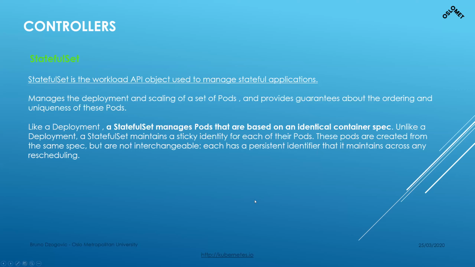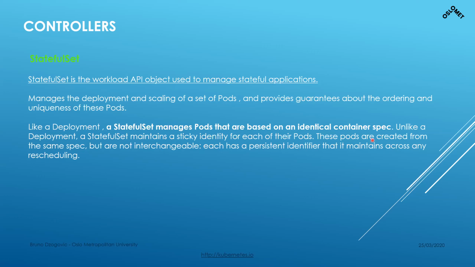Then we talked about daemon sets. Now, stateful sets. What are stateful sets? They are workload API objects used to manage stateful applications that keep state, like deployments and scaling sets of pods. It provides guarantees about the ordering and uniqueness of these pods. For example, the number of containers that run in a pod: if you want that number to be exact all the time, the stateful set will make sure that the number is as you want it to be.